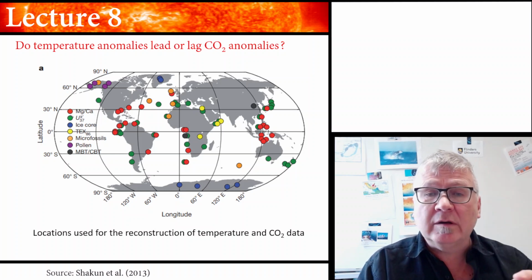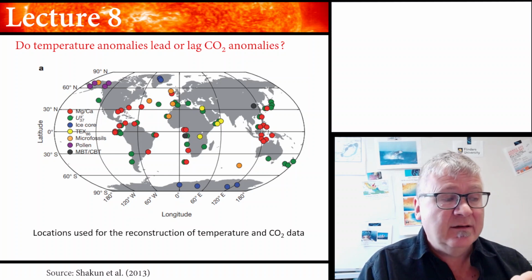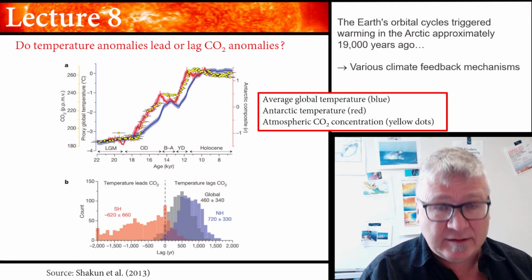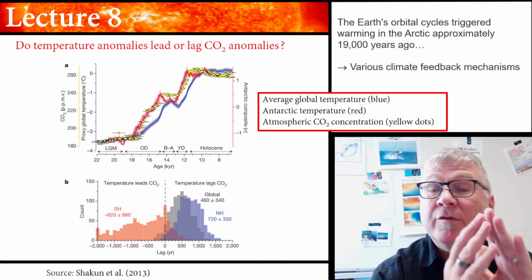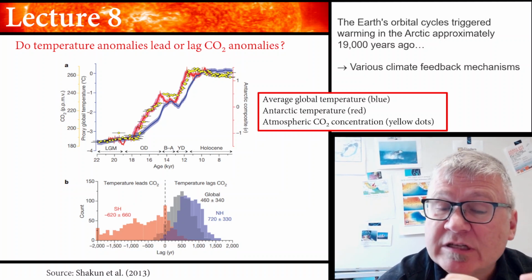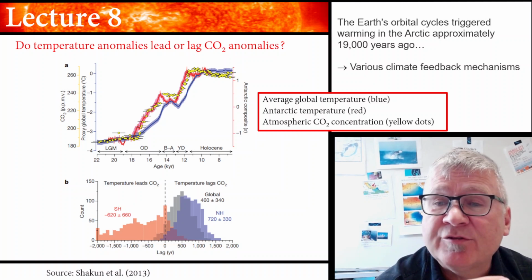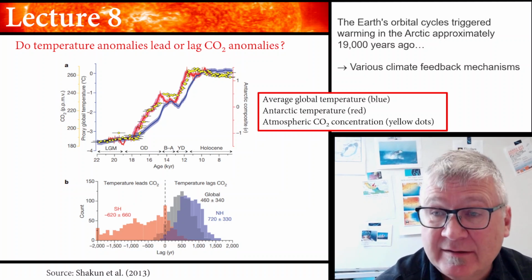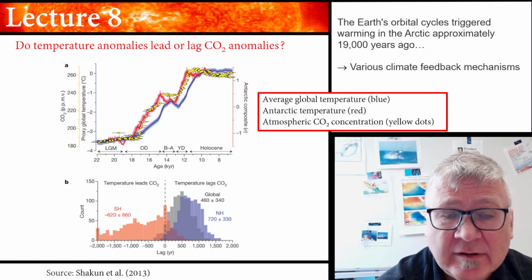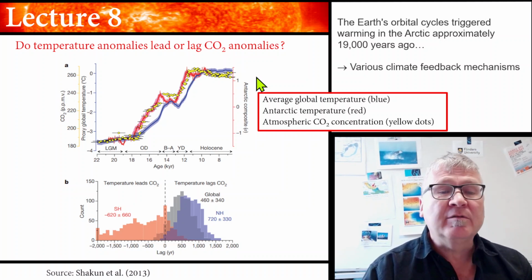Let's have a look at the reconstruction. It's shown on the next slide. Here's the reconstruction. It all actually started with the Earth orbital cycles that triggered a warming in the Arctic approximately 19,000 years ago. So let's have a look at what's shown here.